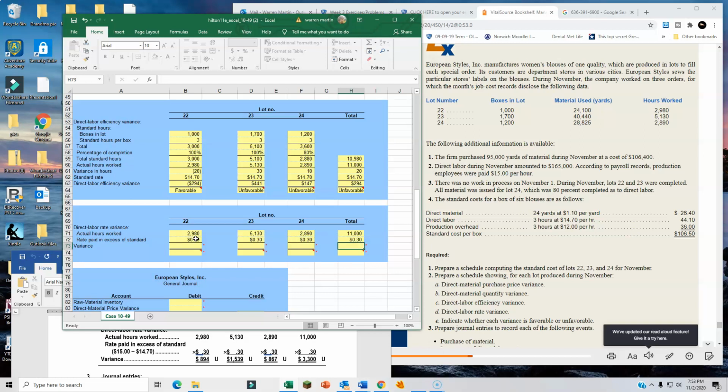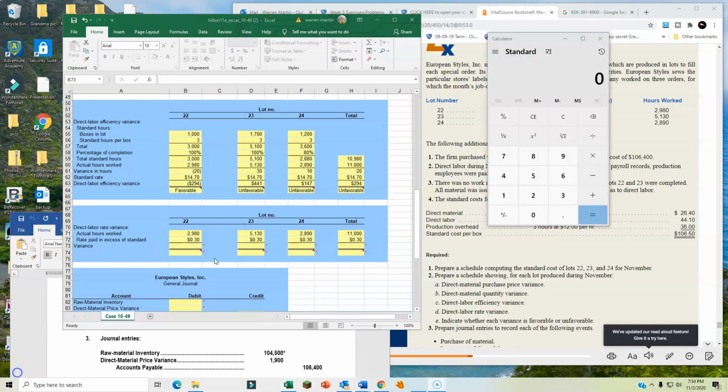And that number's the same all the way across. And so the way you're going to get this number is just multiply 2,980 times 0.30, which equals 894. Put 894 in there, and as you see, our little asterisk is gone, and then it's an unfavorable number. Now the other thing I didn't mention yet, why is it favorable or unfavorable? A negative number here means they spent less.